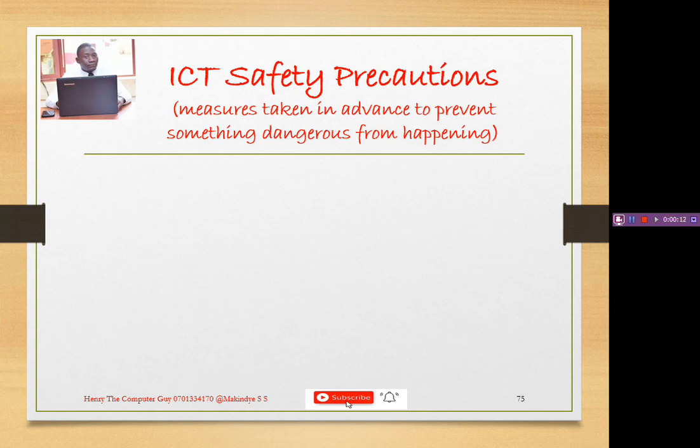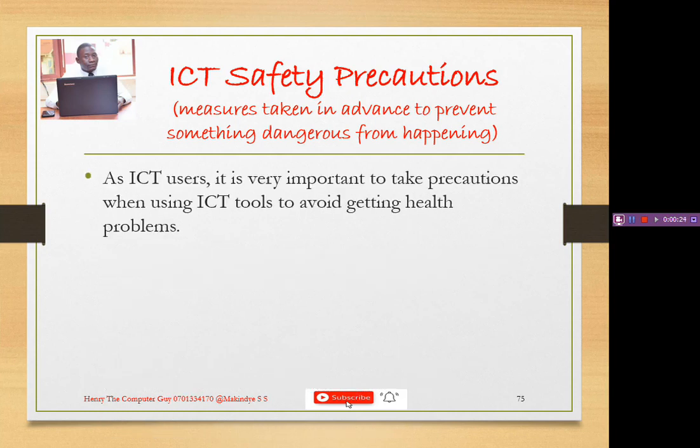We are actually going to be looking at the ICT safety precautions. Precautions specifically mean the measures taken in advance to prevent something dangerous from happening, and we are going to be looking at them. As ICT users, it is very important to take precautions when using ICT tools to avoid getting health problems.